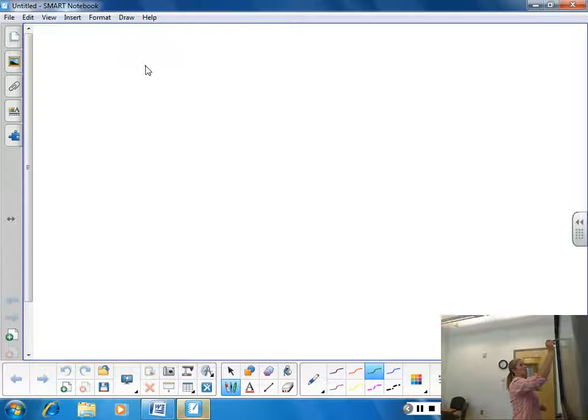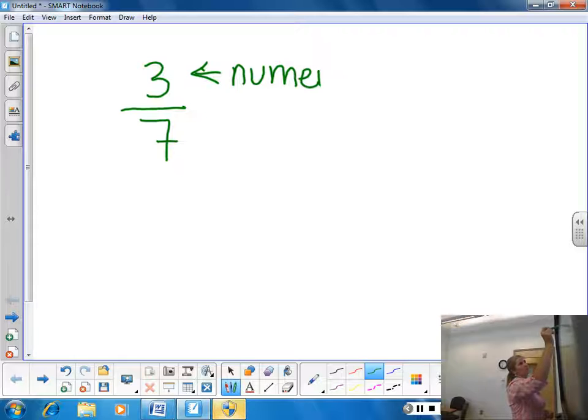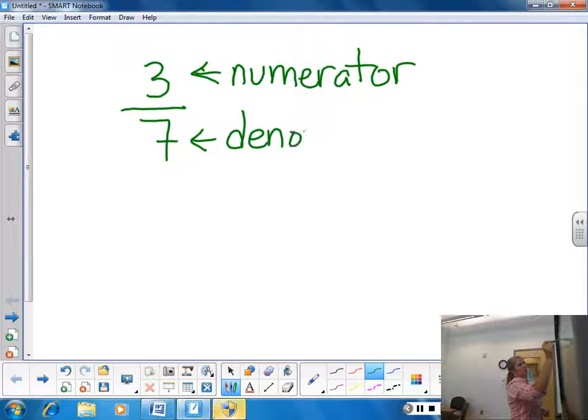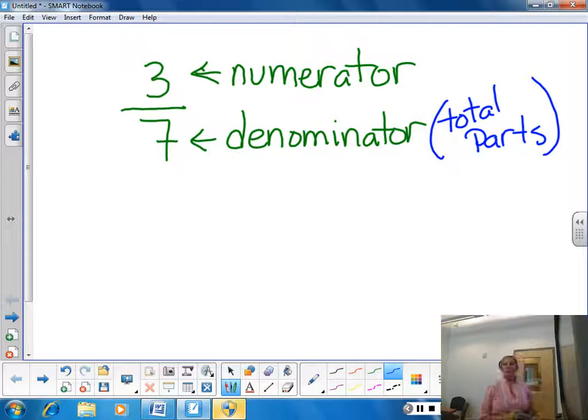Let's say I have the fraction 3/7. I read it as 3/7, and the number 3 is called the numerator. And 7 is the denominator. The denominator tells you the total parts that you're talking about, and the numerator tells you the parts that you're looking at.